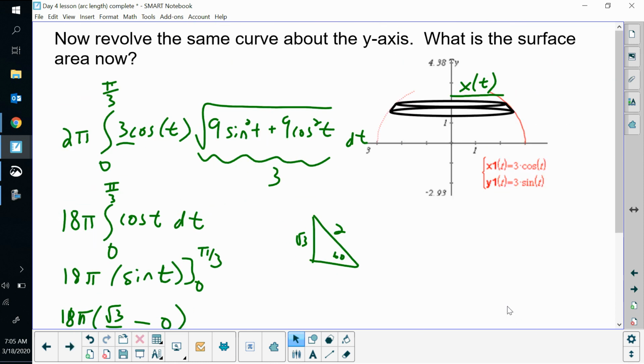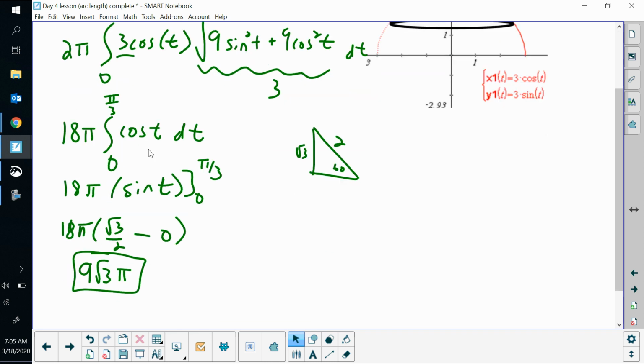And if we looked at the same curve, but now spinning around the y-axis, the only thing that's going to change is that radius. The radius is now the x component. This we saw a second ago was 3 because of the Pythagorean property and the square root of the 9. So now 3 times 3 is 9. That goes out front. We'll have antiderivative cos t to sine t. Sine at pi over 3 would be square root of 3 over 2. Sine of 0 would be 0, so we get 9 radical 3 pi.